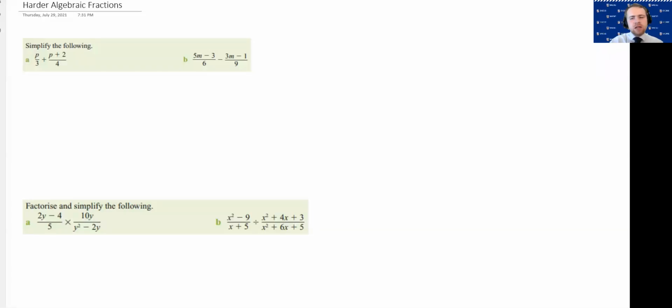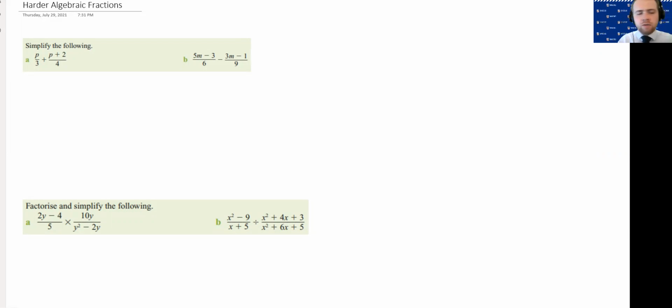All right, year 10. So today we're looking at an application of expanding brackets and factorizing. What we're looking at is simplifying algebraic fractions. So we've got some adding and subtracting fractions, and some timesing and dividing. We're going to need to use our skills of both expanding and simplifying and factorizing in order to be able to do these. Okay, so let's look at this first example.